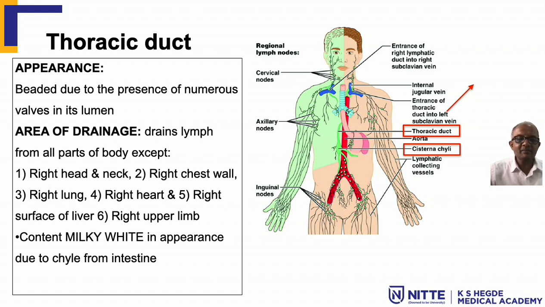What does it contain? It contains milky white fluid, which is chyle. This is because these are the products of absorption from the intestine.